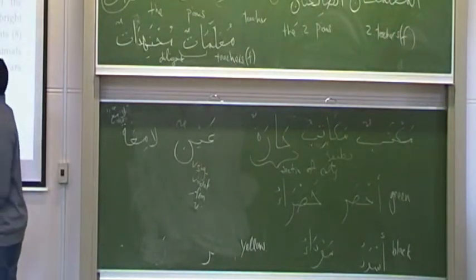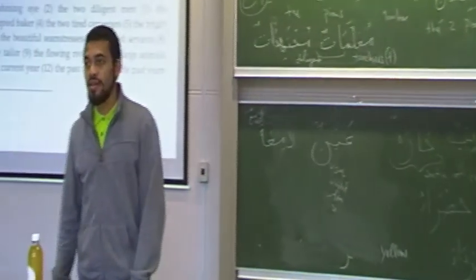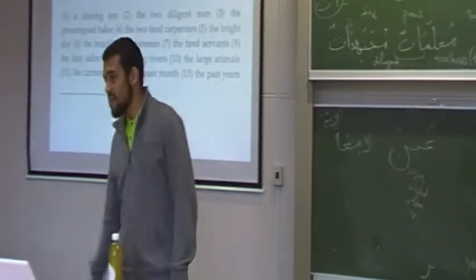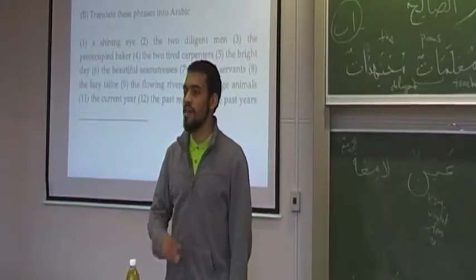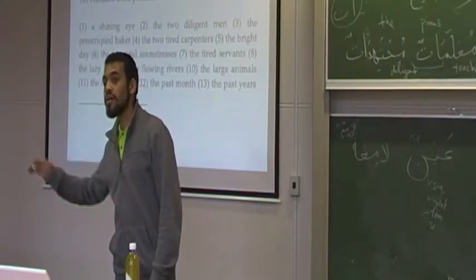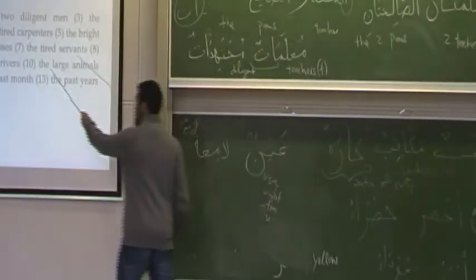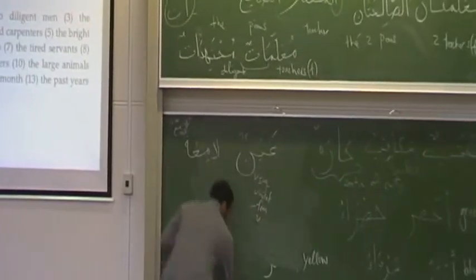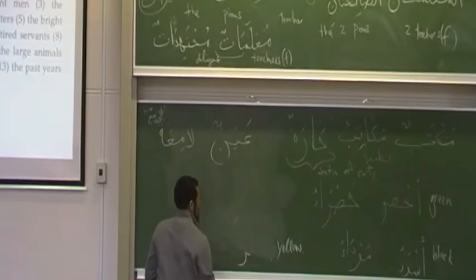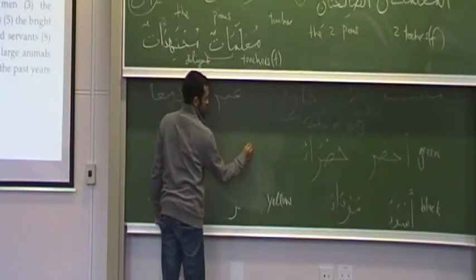Okay? The beautiful seamstresses. Khayyatat. Khayyatun is a tailor. The female equivalent is a seamstress. Khayyatatun. So female. So let's start. We want to describe the seamstresses, so we must start with them. Right? Okay. Seamstresses.